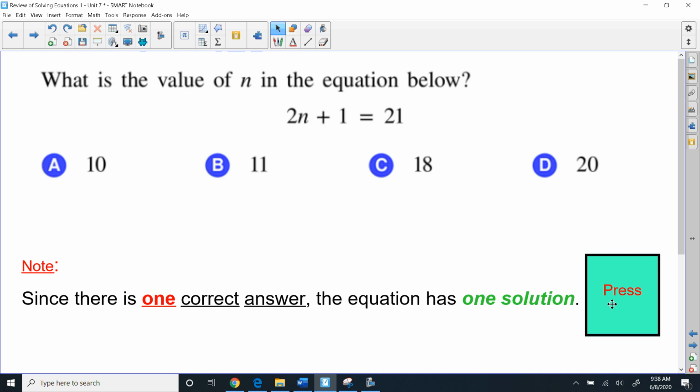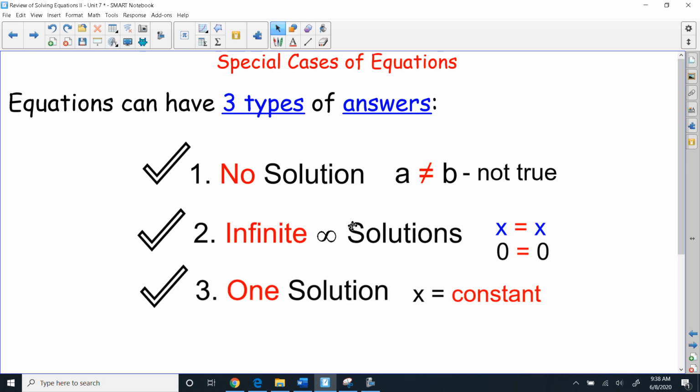If we solved it for the answer, as you remember from earlier, A is the correct answer; n was equal to 10. So 2 times 10 is 20, plus 1 is 21. So n equaling 10 would be the correct response, which would be choice A. So this is one correct solution. That's what we mean by one solution. And we normally solve our equations for one answer. But in 8th grade and going up, you may run into other types of situations. So we've completed no solution, infinite solutions, one solution. Those are our 3 special cases of equations.